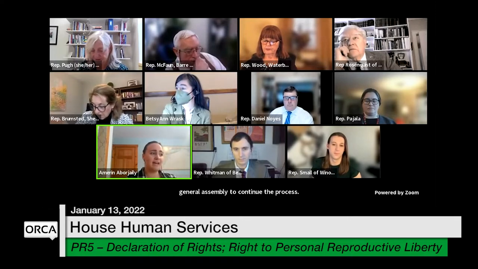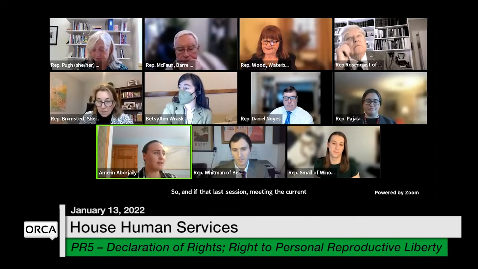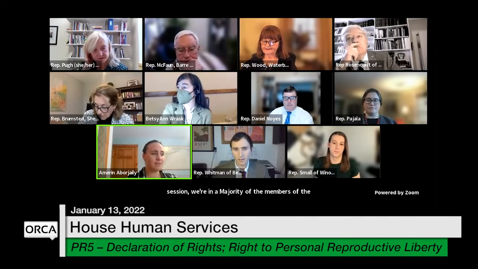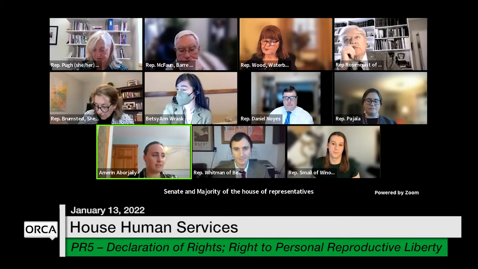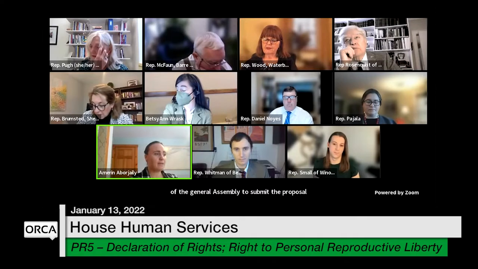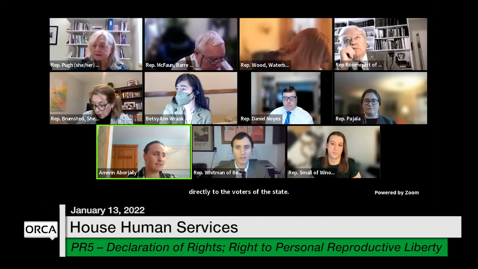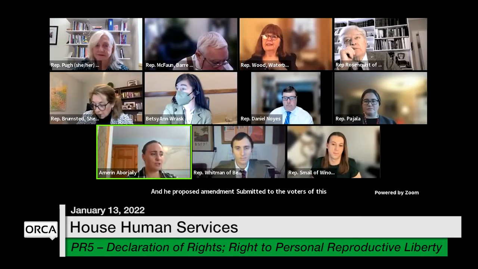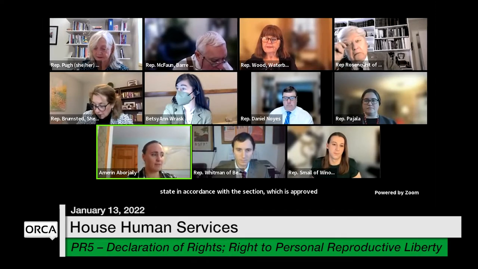If in that last session, meaning the current session we're in, a majority of the members of the Senate and a majority of the House of Representatives concur in the proposed amendment, it shall be the duty of the General Assembly to submit the proposal directly to the voters of the state. Any proposed amendment submitted to the voters in accordance with this section, which is approved by a majority of the voters voting thereon, shall become part of the Constitution of this state.